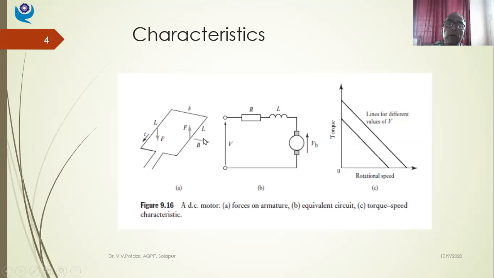For different supply voltages, I'll be having different speed torque curves for a given DC motor. Now these characteristics are normally provided by the manufacturers of the motors. Manufacturers provide us the catalog of the specifications of these motors, and based on my requirements, I'll be selecting appropriate motors. So these are the characteristics we should know for this brush type DC motor.